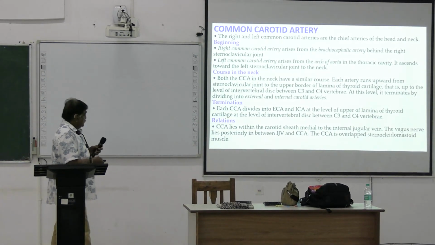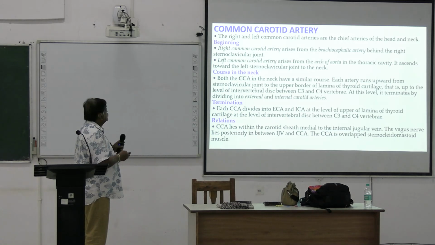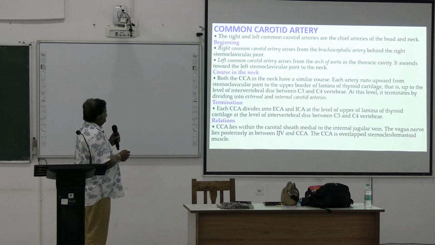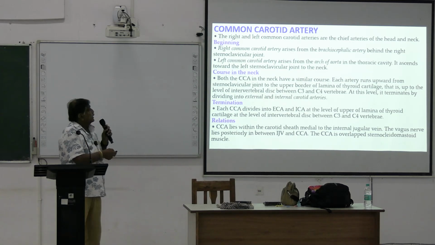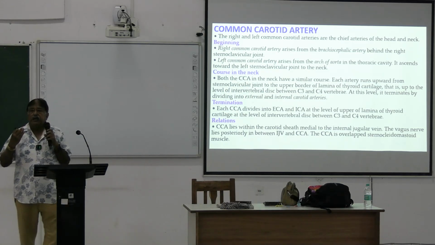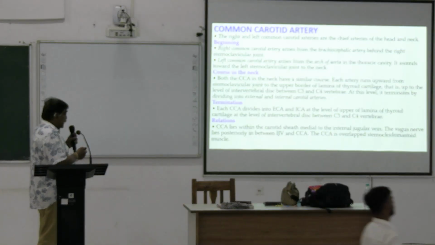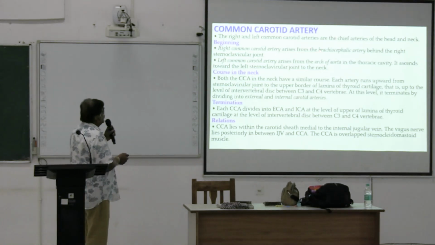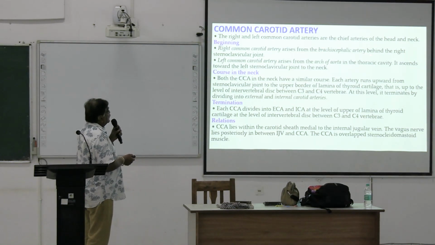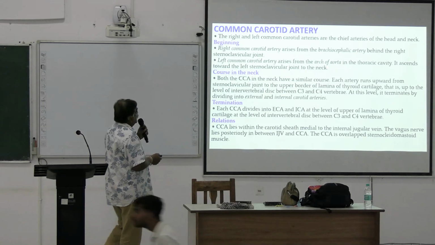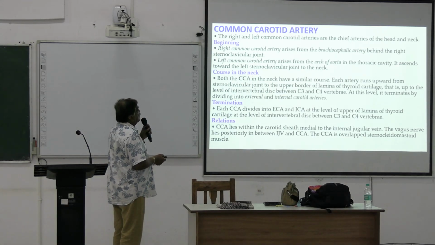Common carotid artery. The right and left common carotid arteries are the chief arteries of the head and neck. Beginning: the right common carotid artery arises from the brachiocephalic artery behind the right sternoclavicular joint. The left common carotid artery arises from the arch of the aorta in the thoracic cavity. It ascends towards the left sternoclavicular joint in the neck.